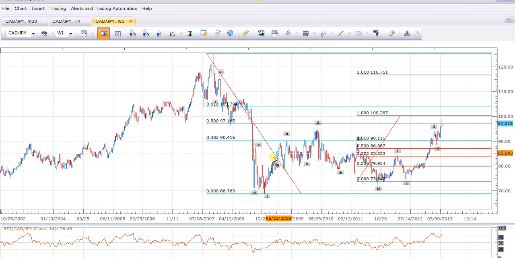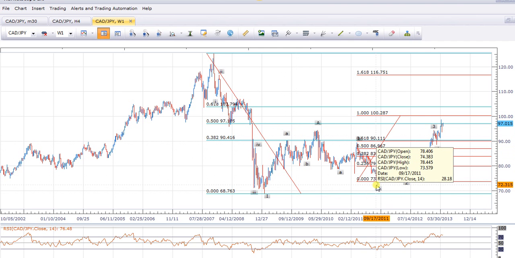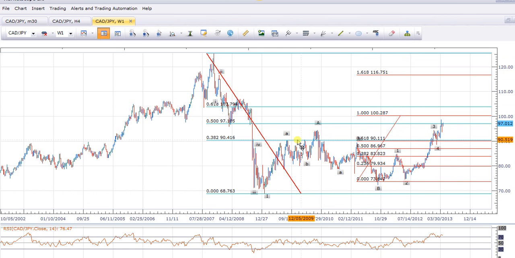So we got that A wave, the ABC within that A, and that C wave was actually 61% of wave A. Then we got that wave B. Wave A and wave B are 100% of each other, and now we're working on wave C. I also took that distance of wave A just to get a target of wave C, and we see that we're just a little above 100.